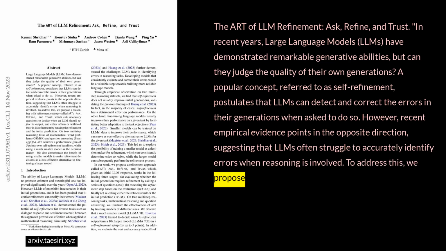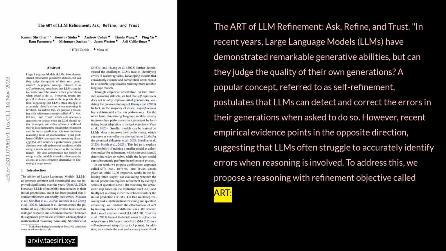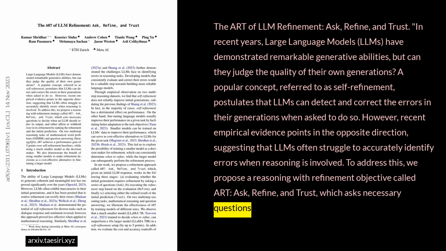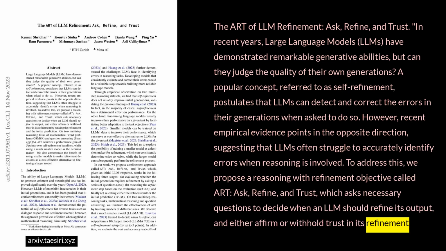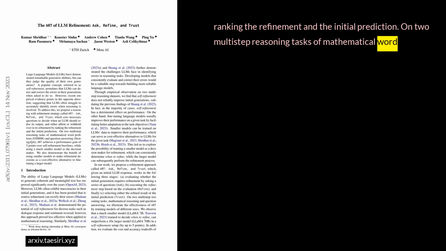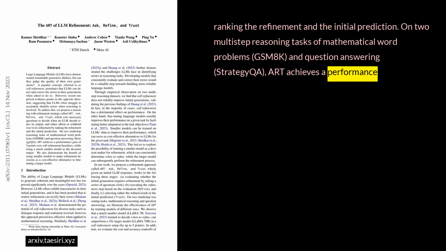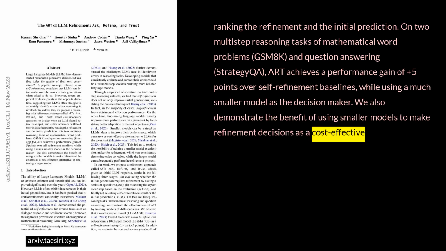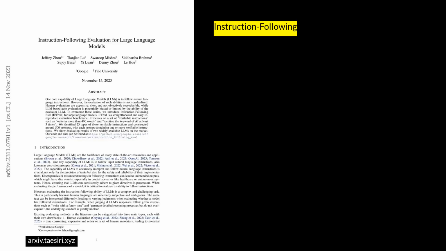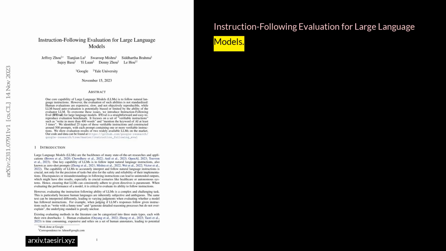To address this, we propose a reasoning with refinement objective called ART, Ask, Refine, and Trust, which asks necessary questions to decide when an LLM should refine its output, and either affirm or withhold trust in its refinement by ranking the refinement and the initial prediction. On two multi-step reasoning tasks of mathematical word problems, GSM8K, and question answering, StrategyQA, ART achieves a performance gain of +5 points over self-refinement baselines, while using a much smaller model as the decision maker. We also demonstrate the benefit of using smaller models to make refinement decisions as a cost-effective alternative to fine-tuning a larger model.